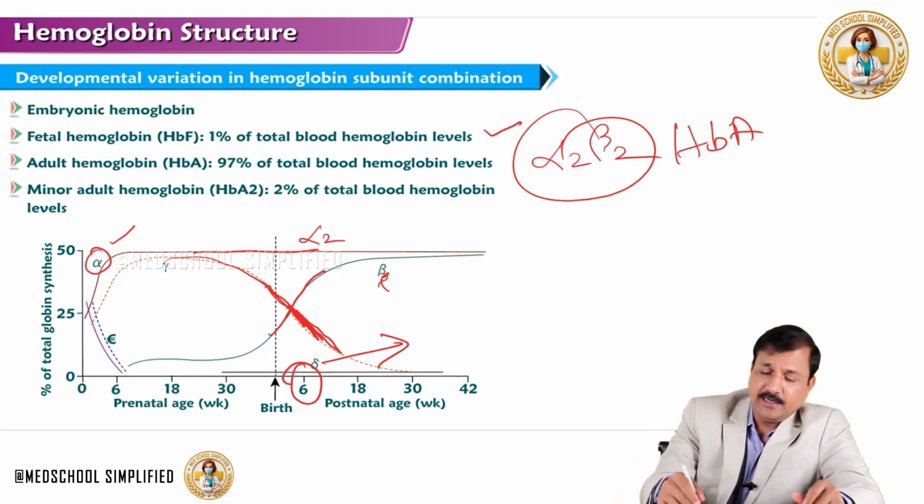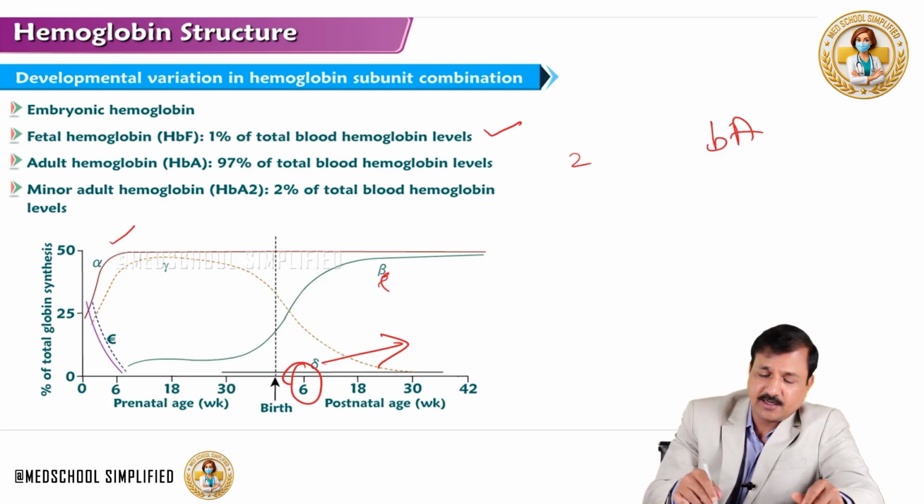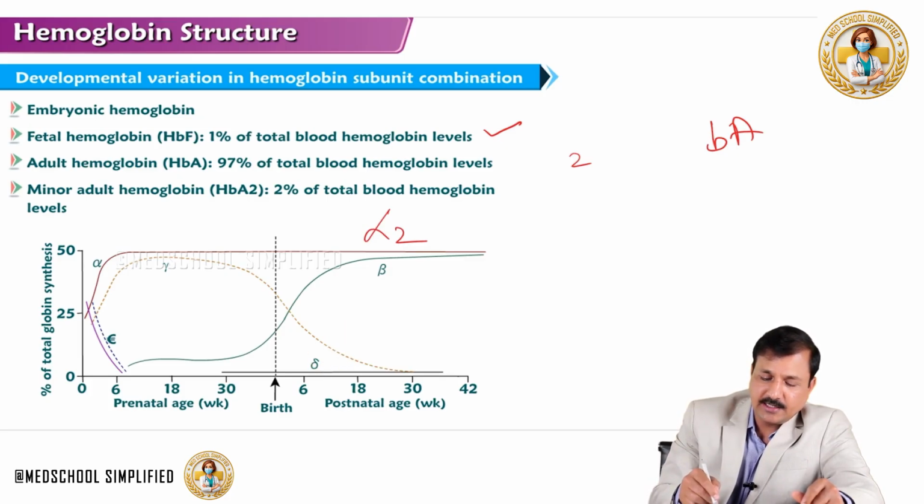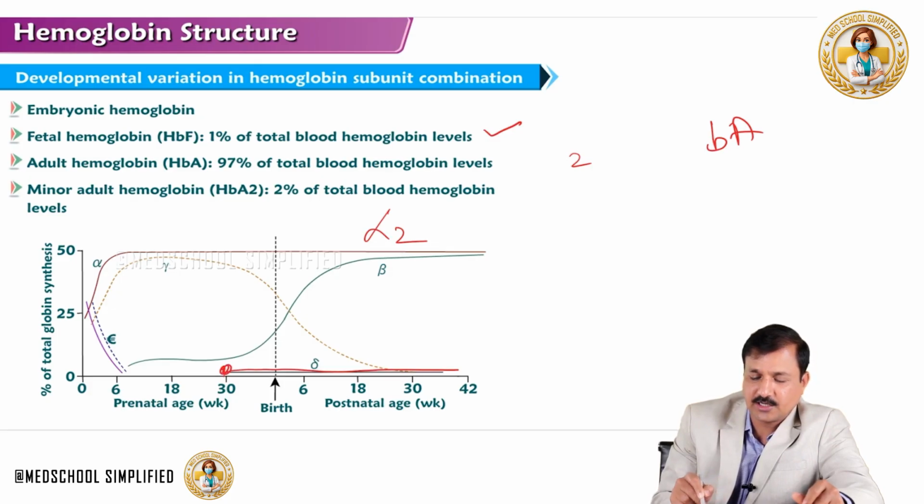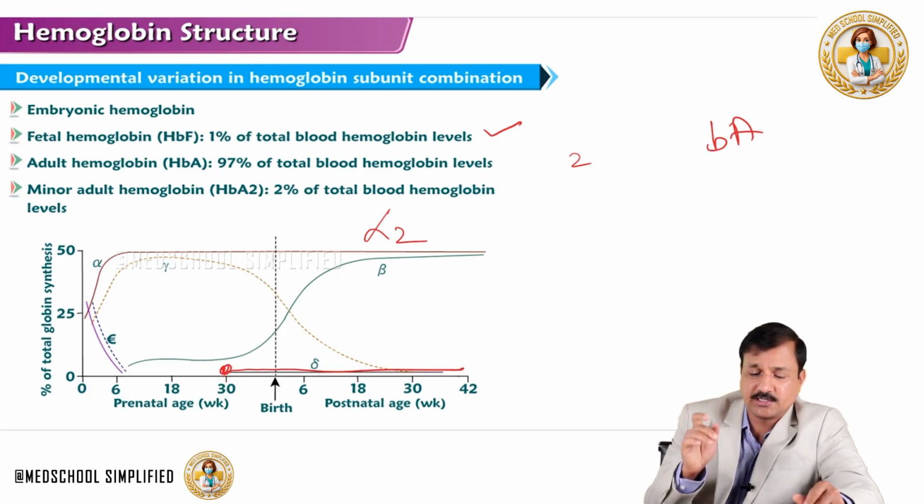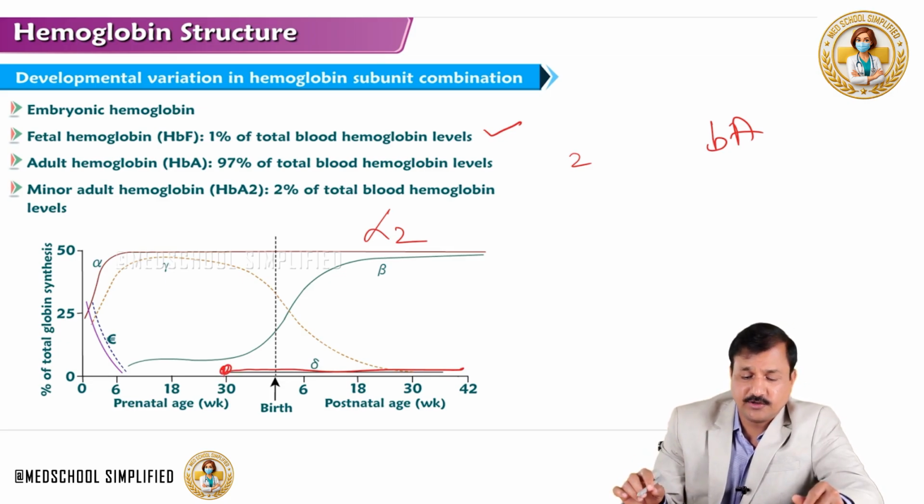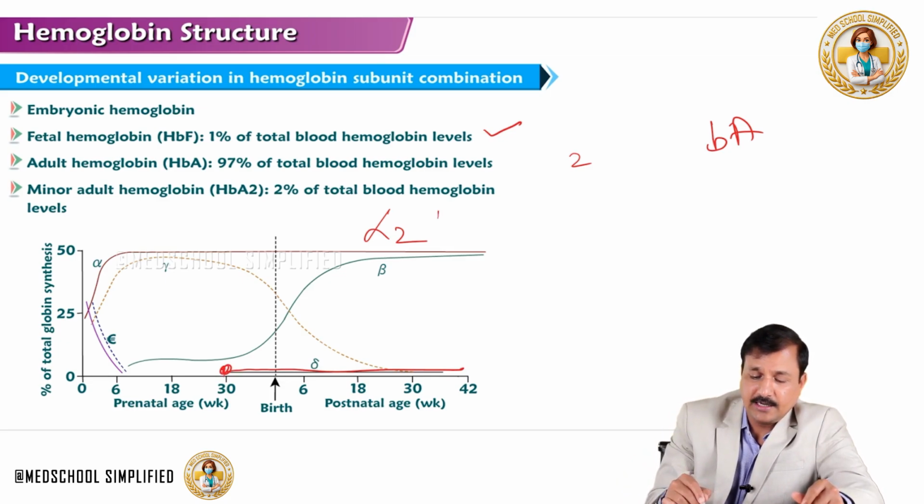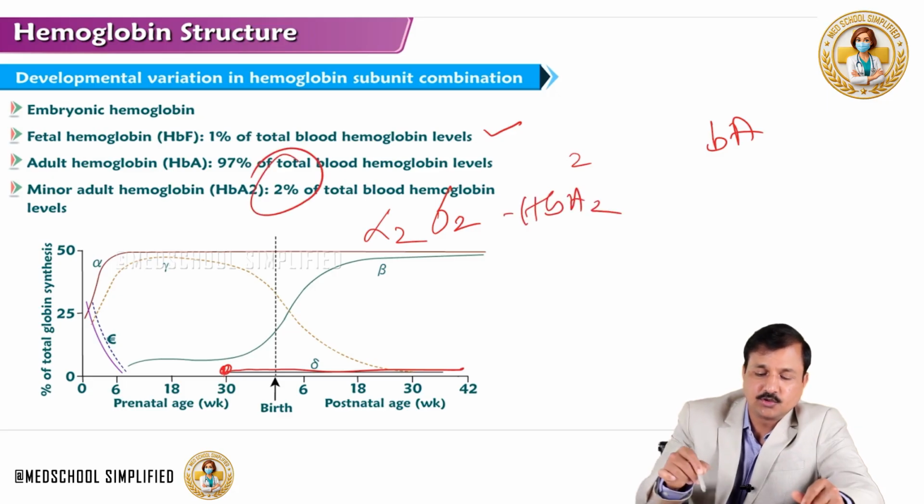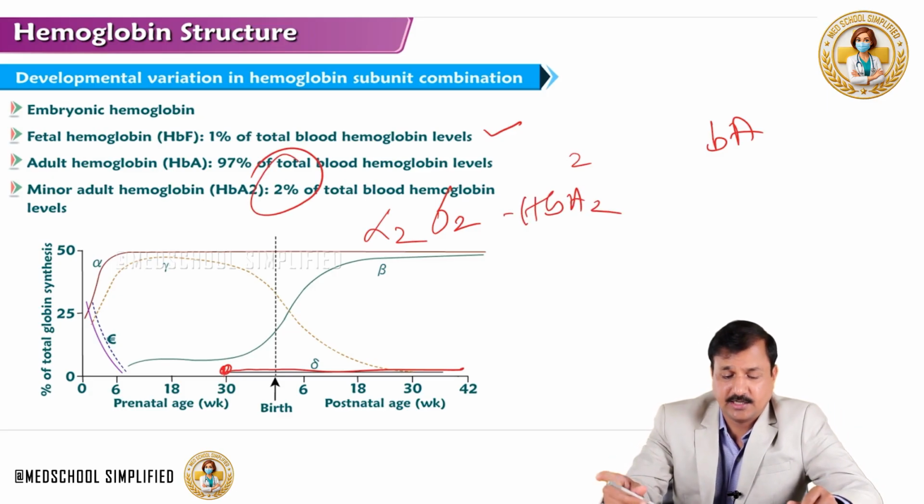Now there is a minor adult hemoglobin. This minor adult hemoglobin is a combination of alpha 2 and delta 2. Note that delta hemoglobin starts to synthesize from 30 weeks prenatal life and onwards in a constant way. So the constant amount can combine with alpha 2 to make alpha 2 delta 2, that is HbA2, which contributes 2% of adult hemoglobin.